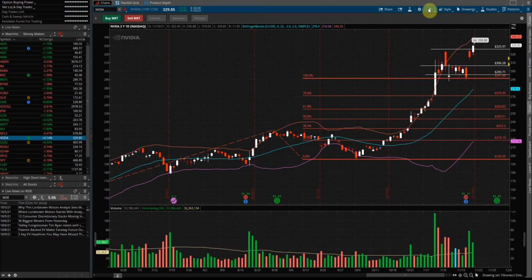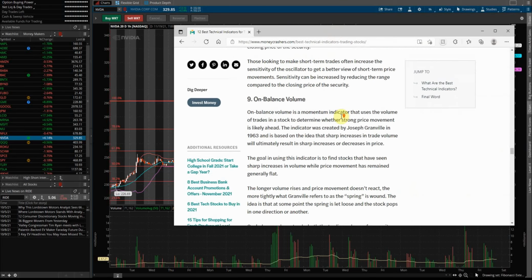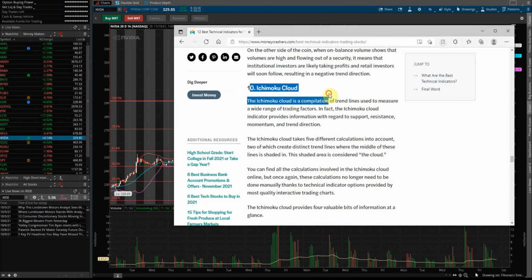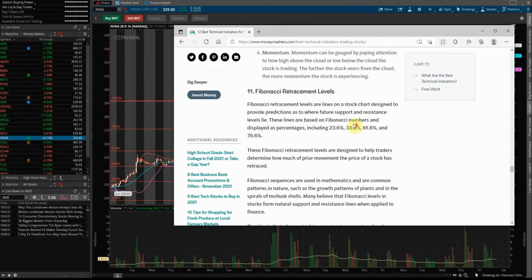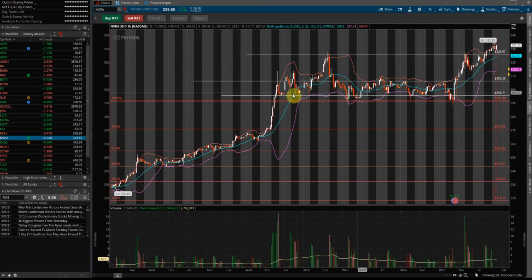One way to use the Bollinger Bands is to get in when it's at the middle line, if it's an uptrend, and then maybe you sell when it's pushing the upper line. On balance volume's another one that's pretty popular, and I don't know what that is. I have no idea. Fibonacci retracements, of course, those are great. But yeah, you can use any indicators.